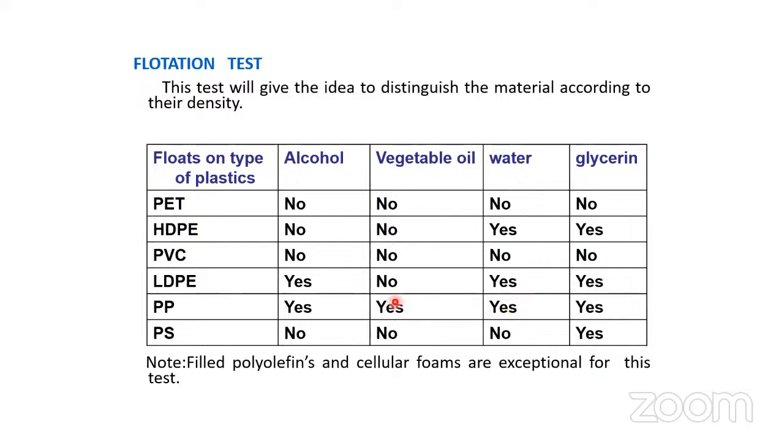If you observe this table, you will get an idea: if you have some specific polymeric material and try to float it on these four types of liquids, you will know which kind of polymer you have. So this is a simple method to identify polymeric or plastic materials.